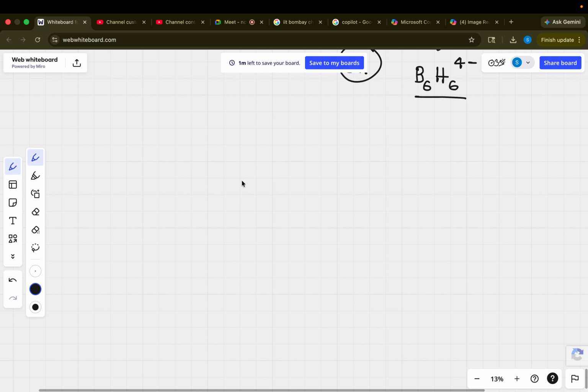Okay, good. Now try this one, number 3. Suppose you have this Me C3 B6 H5 whole 2 minus. Try this one.